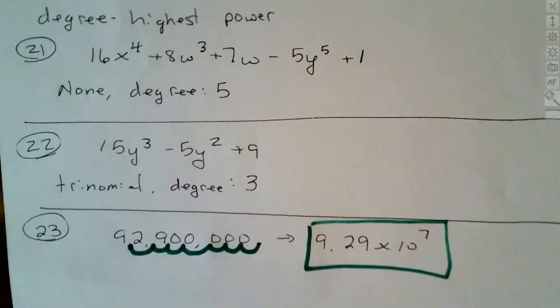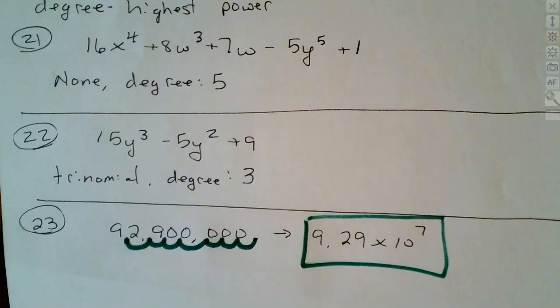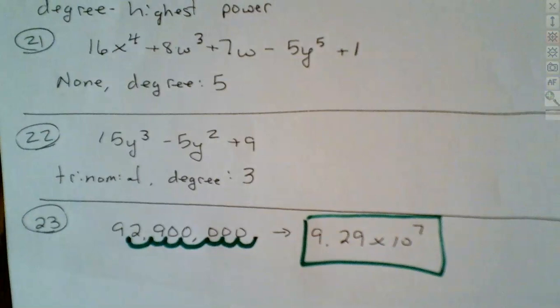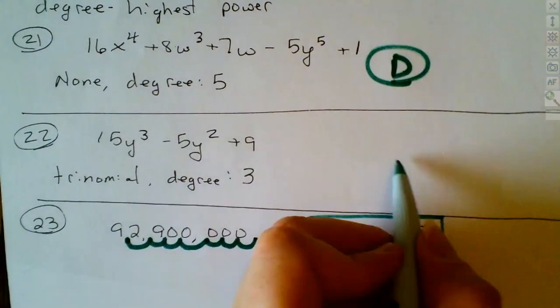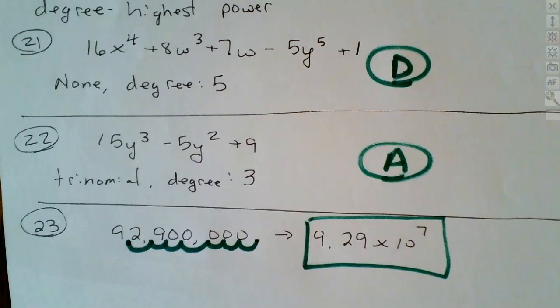Easy enough here. And just so remember, 21, that would have been answer, you got different choices there, answer D. And 22 was answer A, but none. And degree 5 for 21. Trinomial degree 3 for 22.